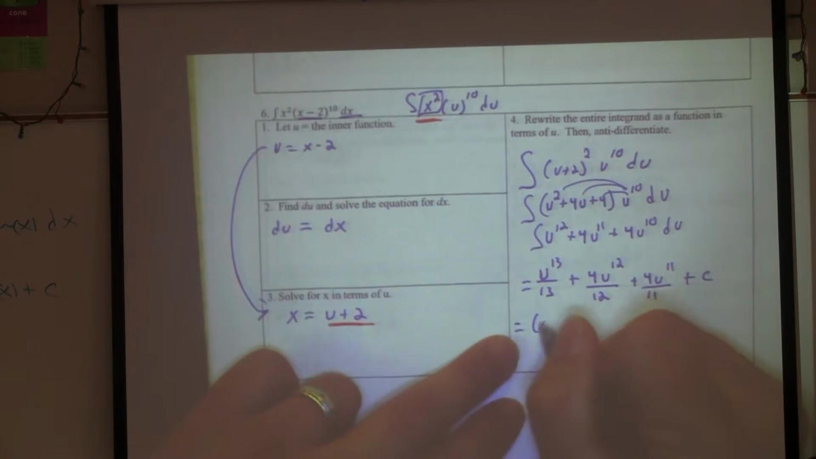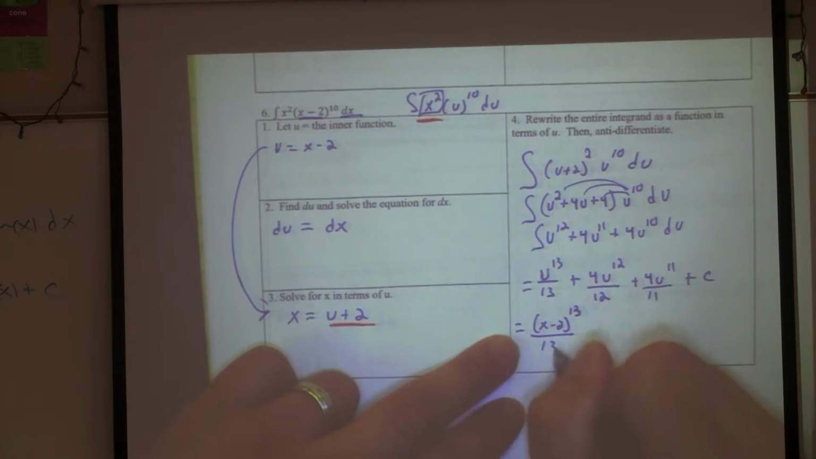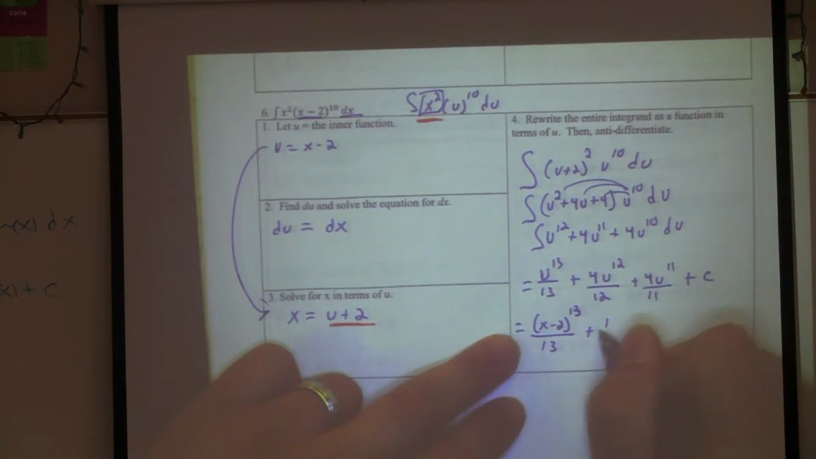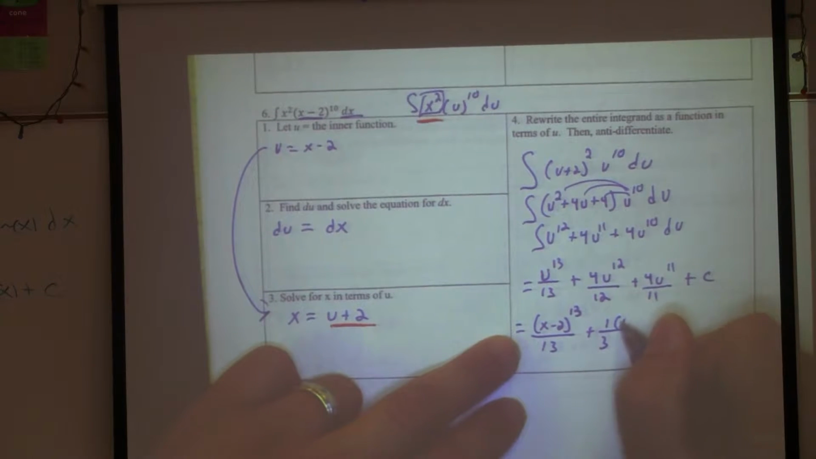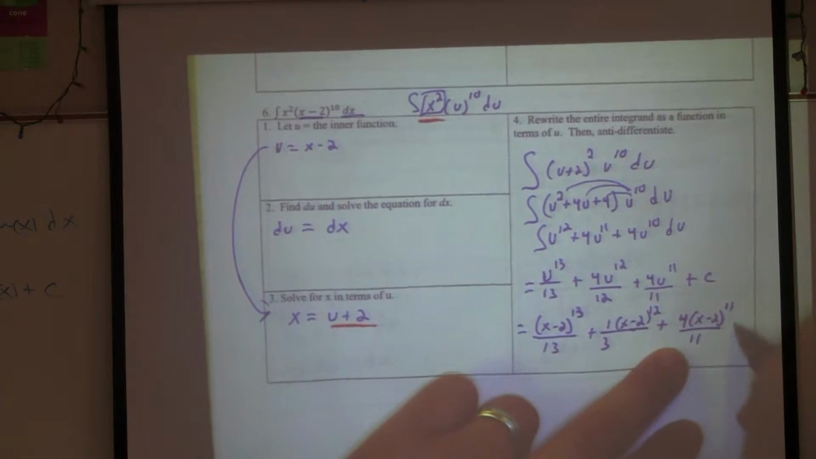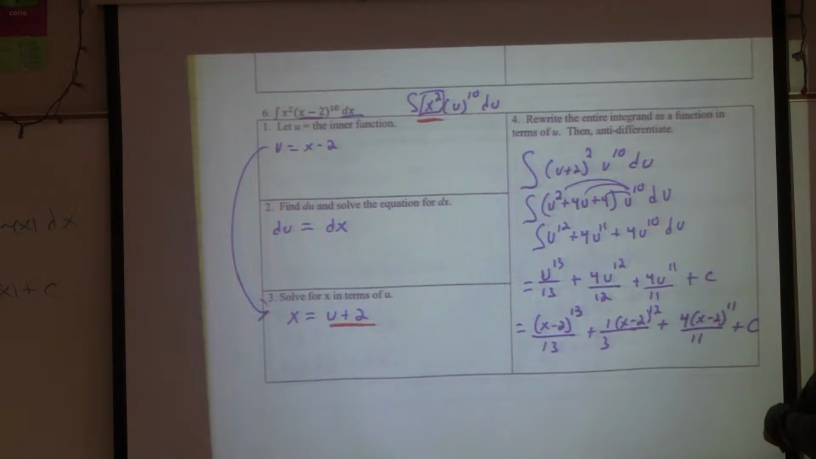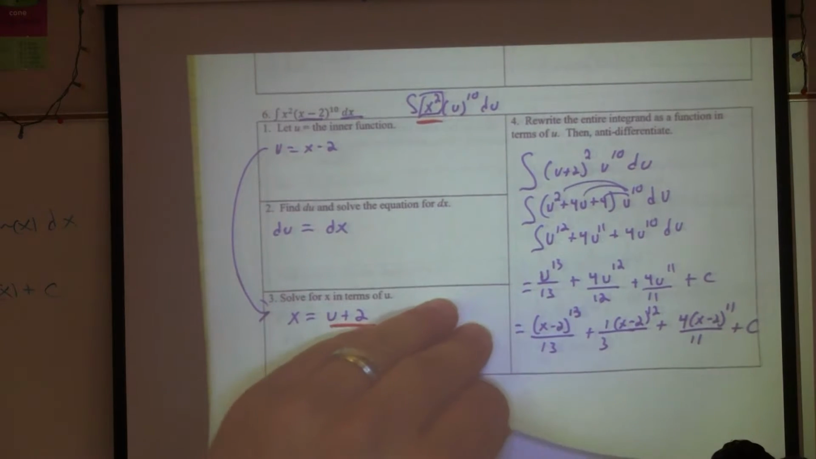So what was u? x minus 2 to the 13 over 13, plus 1 over 3 times x minus 2 to the 12, plus 4 times x minus 2 to the 11 over 11. Would they ever tell us to expand it? No, that would be crazy. It's not like you must expand to pass the test.